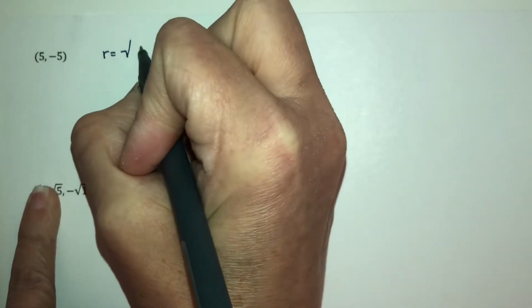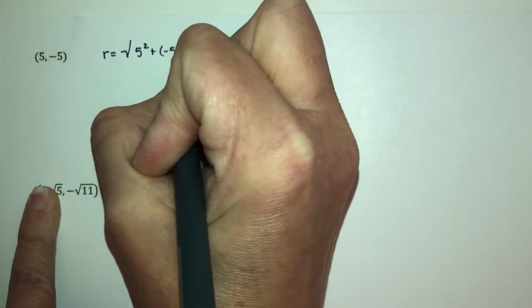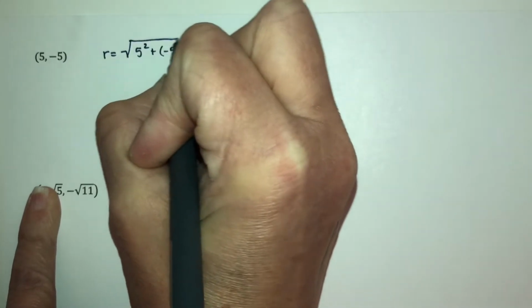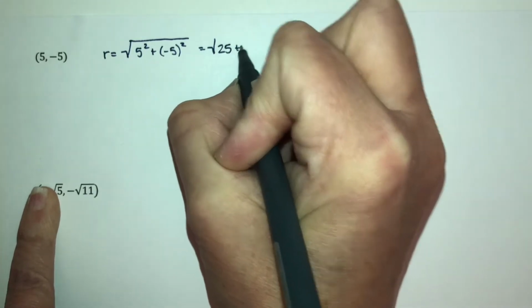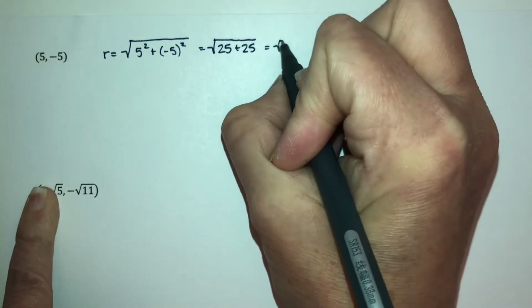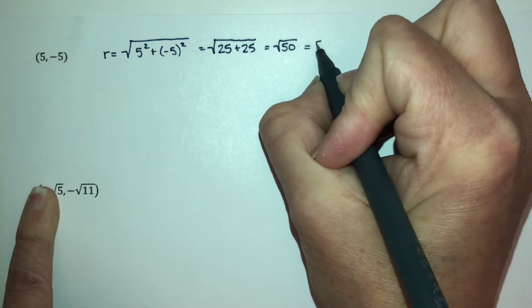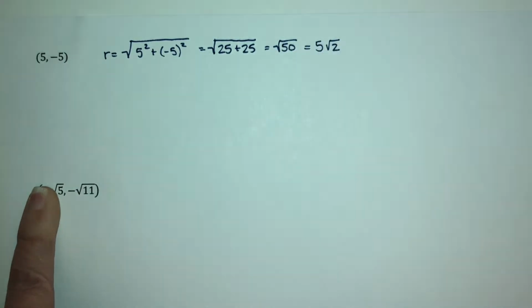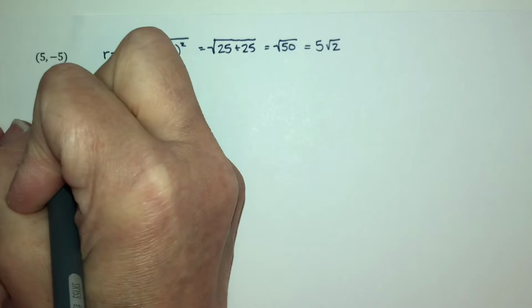And this is the square root of x squared plus y squared. So 5 squared plus -5 squared, which is the square root of 25 plus 25, which is the square root of 50, which simplifies to 5 times the square root of 2. Okay, so let's find sine first.